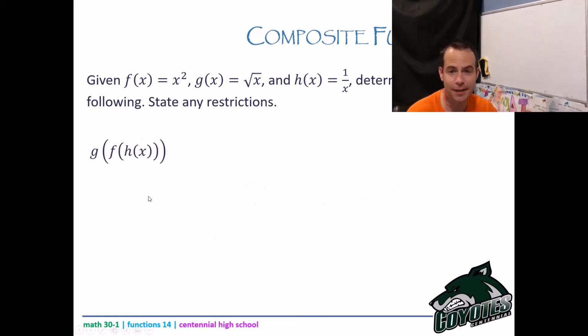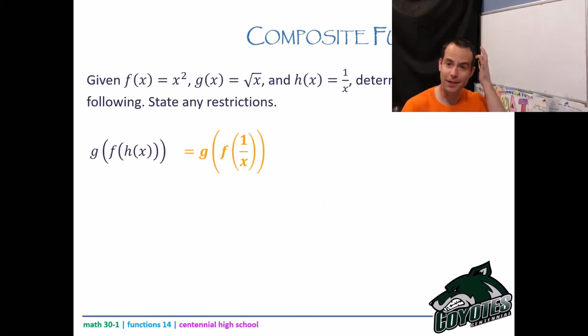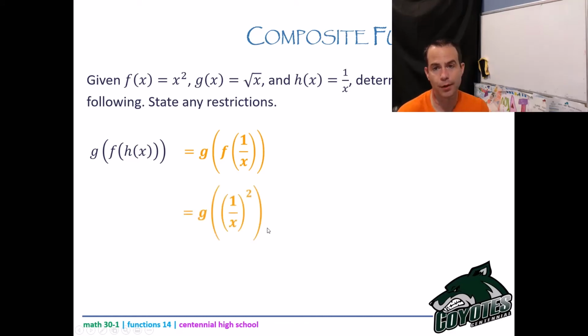So h of x is in the middle, so this is going to be f of 1 over x. Restrictions so far, x can't be 0. For f of 1 over x, I'm heading over here and I'm going to square it, so f of 1 over x will be 1 over x squared. Now I'm looking for g of 1 over x squared. That means I put 1 over x squared into my g of x, so that'll be the root of 1 over x squared.